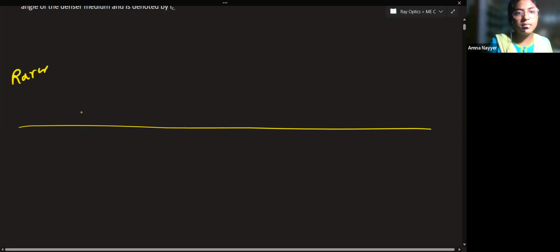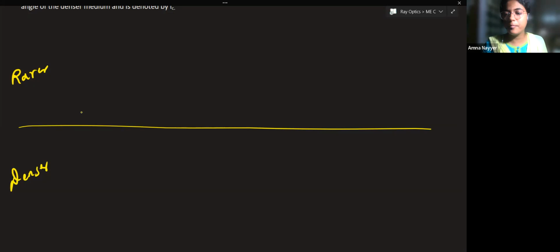Now see total internal reflection. All the phenomena for refraction that we have studied will go as well. See, rarer medium is there, denser medium is there. This is the rarer medium, denser medium. Whenever you're drawing this, try to draw it with the help of a scale. Here the ruler is not working on the screen.